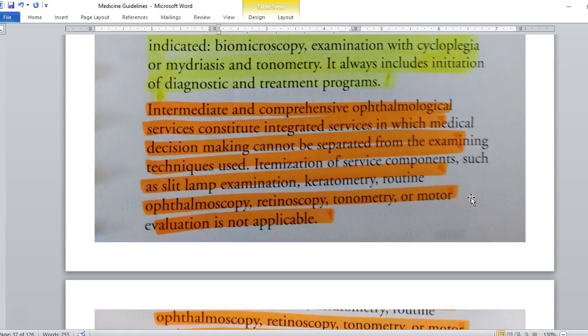So again, the slit lamp is another version of being able to look into the back of your eye. Obviously, a retinoscopy, we're looking at the retina. Tonometry, we're measuring the eye. Keratometry, we're looking at the cornea. Motor evaluation, that's usually when they have you literally move your eyes up, down, left, and right and follow their finger to make sure that you have that.